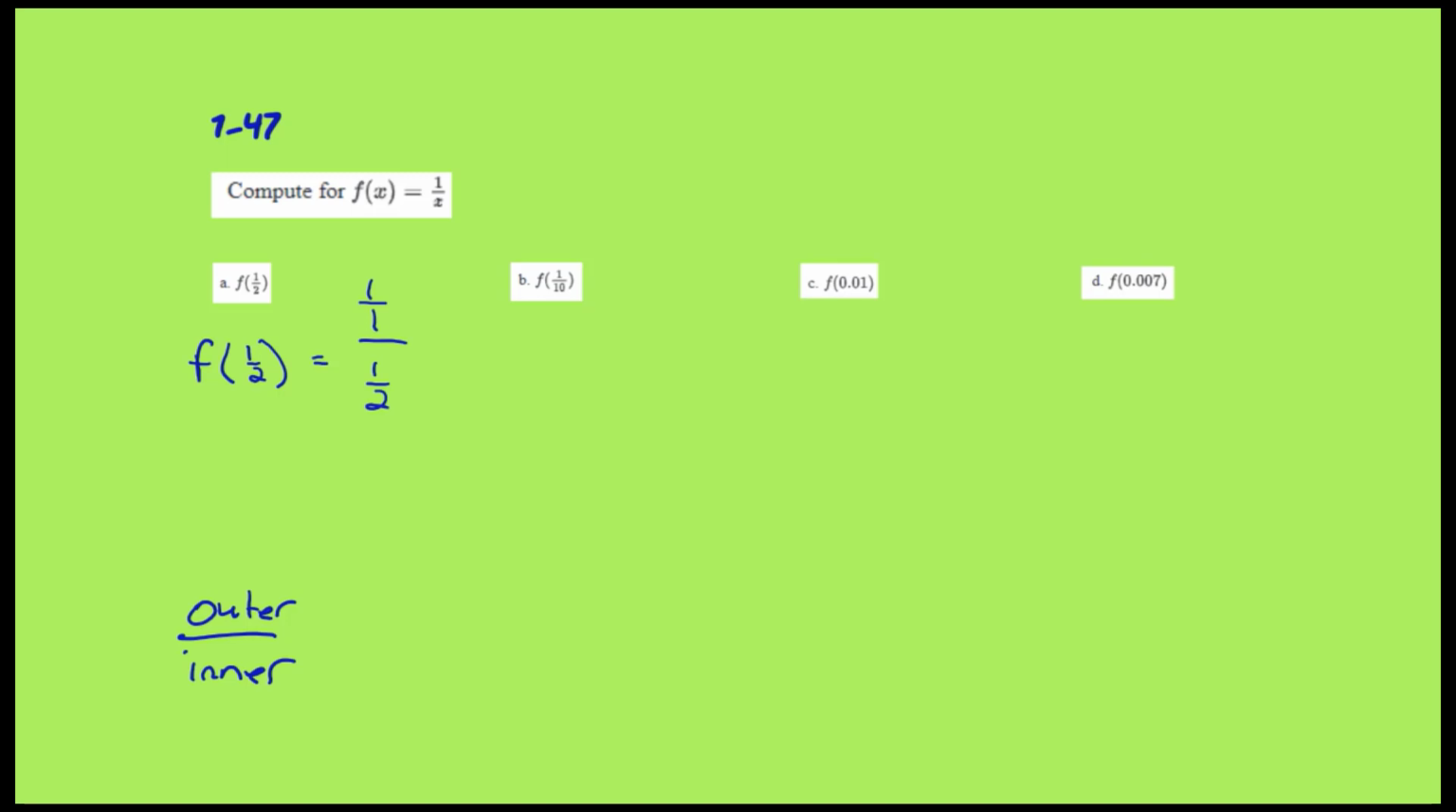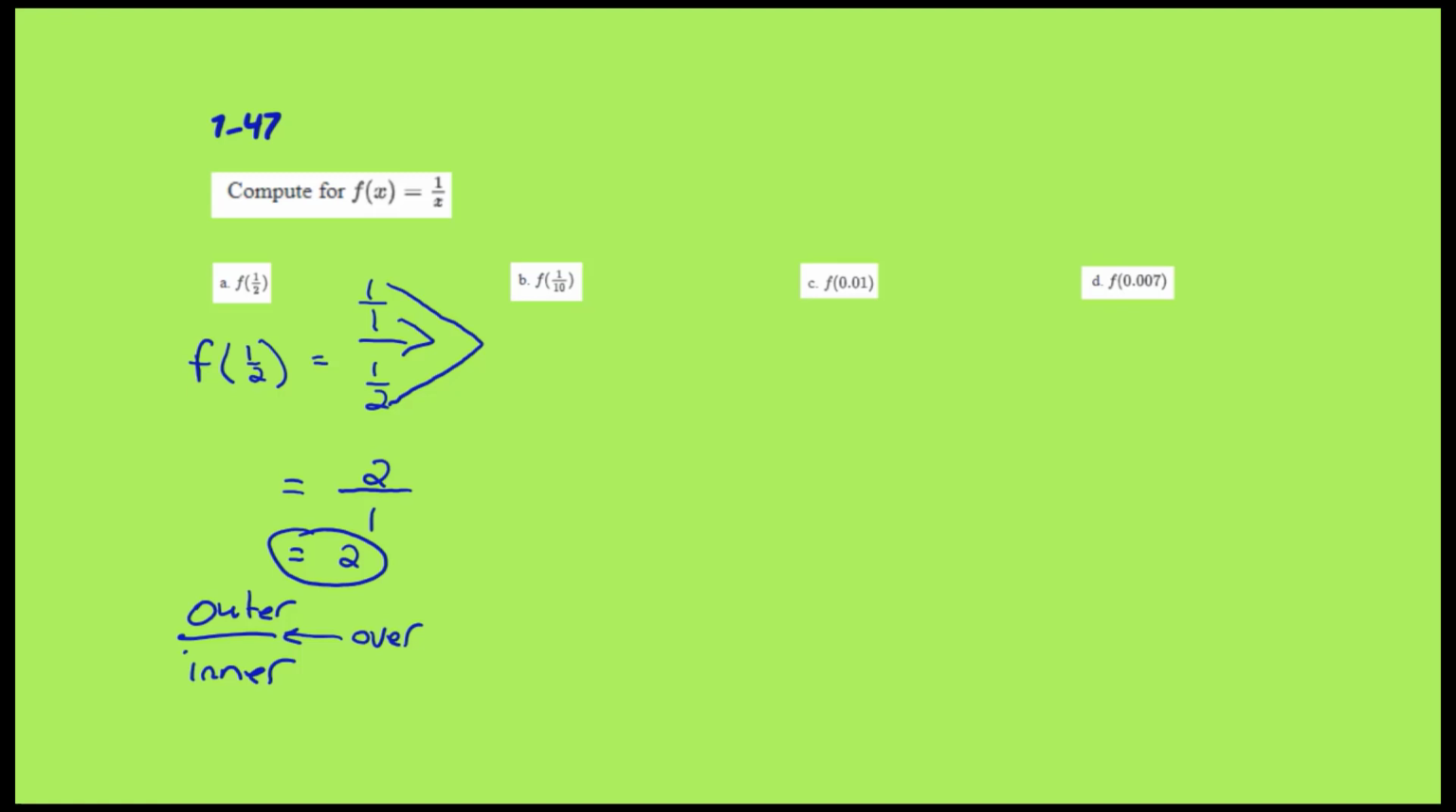So now I've got a fraction over a fraction. So I'm going to multiply my outer. So that's 1 times 2, that's going to be 2 over, because this is the over, my inner fraction. So this is my inner, 1 times 1. So that means this one will equal 2. So f of 1/2 equals 2.